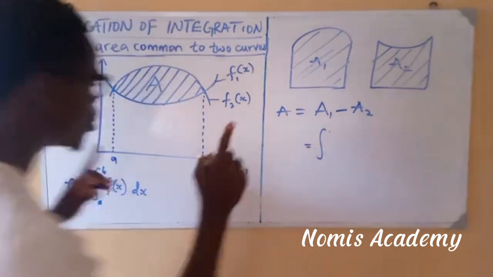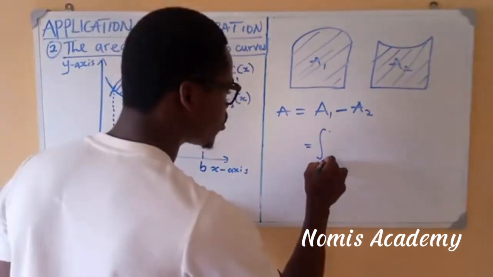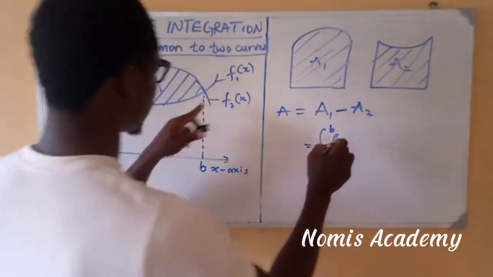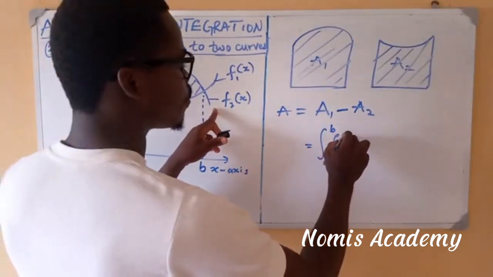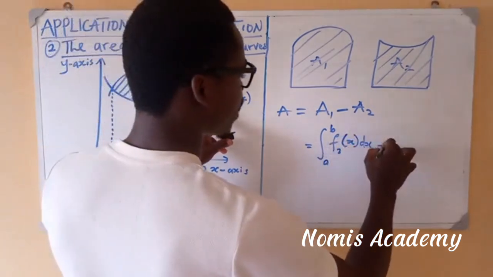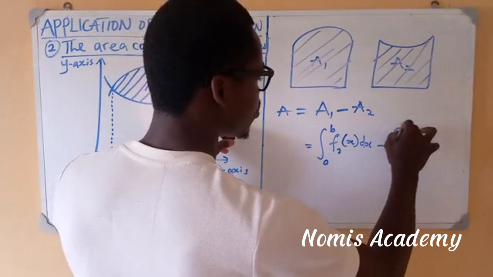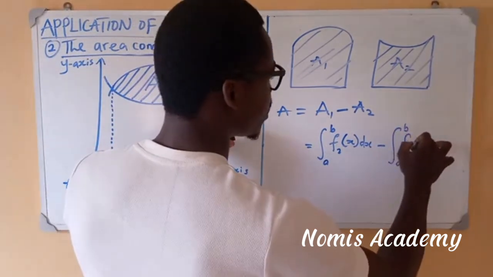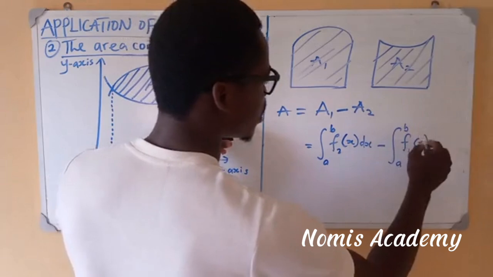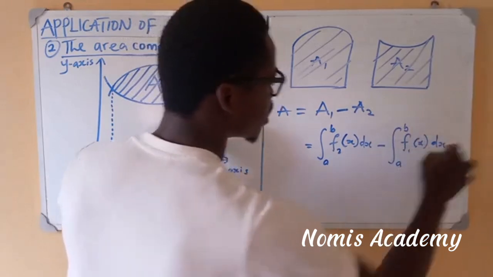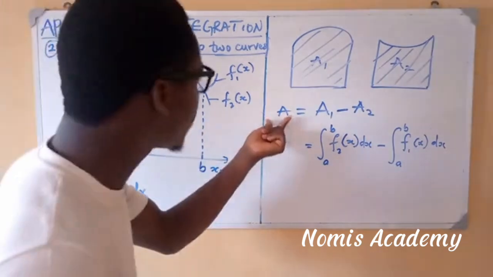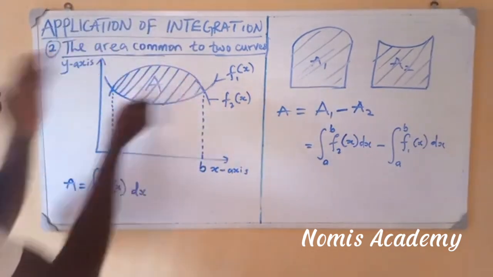So in this case, mind you, we have 2 points. The integral from A to B of f2 of x dx, minus the integral from A to B of f1 of x dx. This is 2 and this is 1. So when you do this, that will be the area bounded by the two curves.